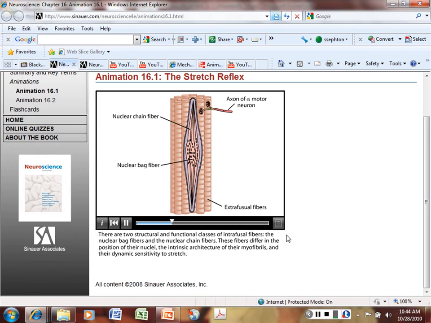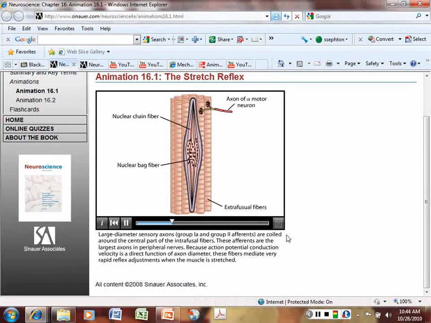stretch. Large diameter sensory axons, group 1A and group 2 afferents, are coiled around the central part of the intrafusal fibers. These afferents are the largest axons in peripheral nerves. Because action potential conduction velocity is a direct function of axon diameter, these fibers mediate very rapid reflex adjustments when the muscle is stretched.